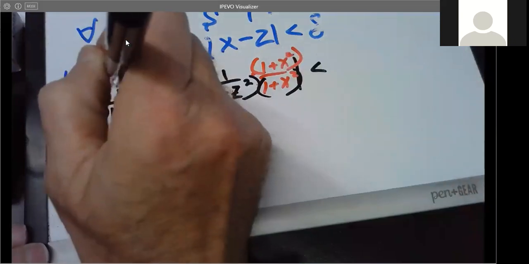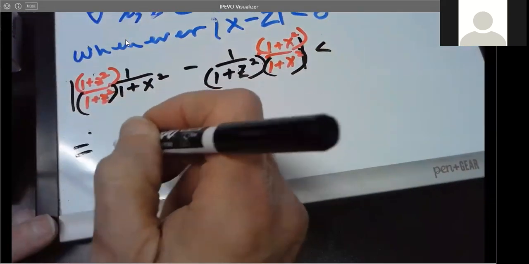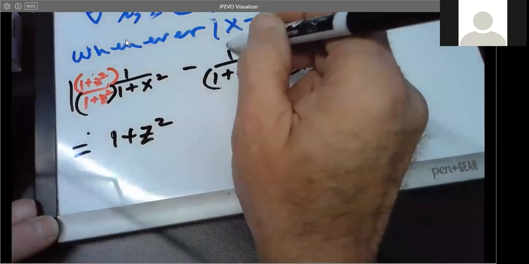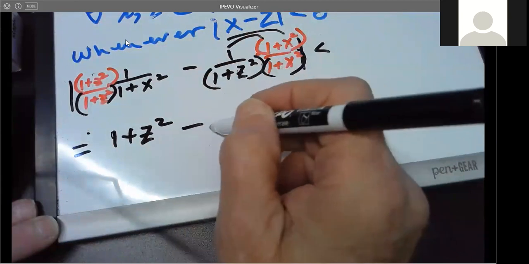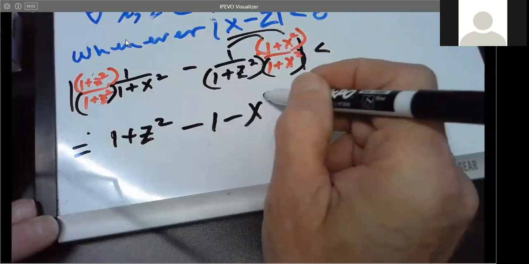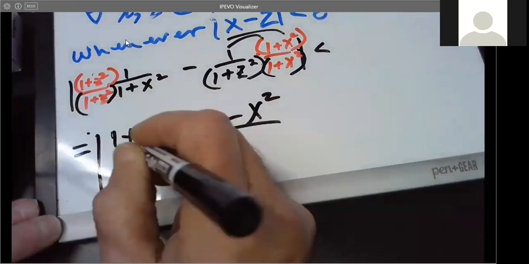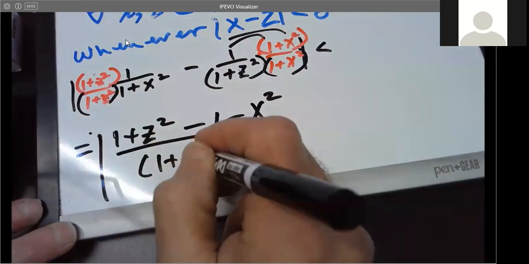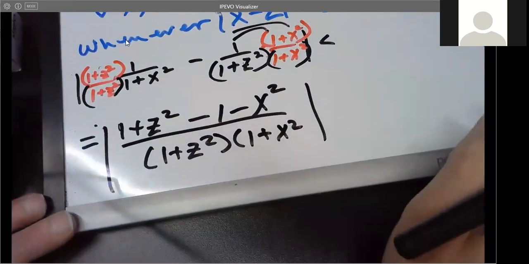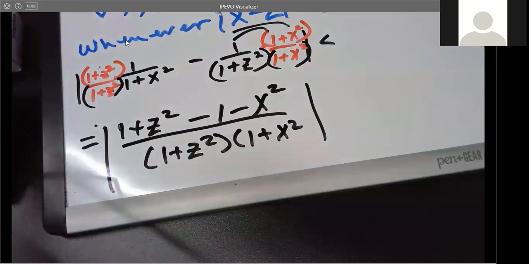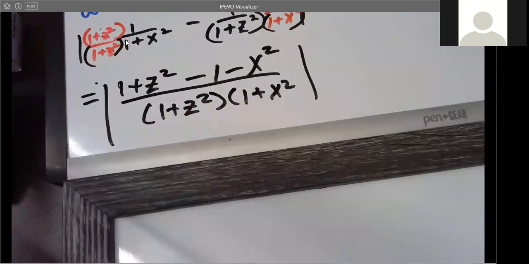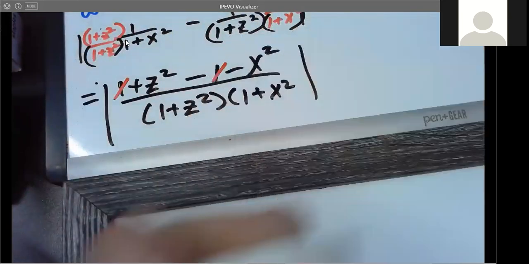Okay. So, we distribute this 1, right? So this will equal 1 plus z squared. But here we have to distribute a negative 1. So this will be minus 1, and so negative 1 times 1 is negative 1, and negative 1 times x squared is negative x squared. And all of that is under the common denominator of 1 plus z squared times 1 plus x squared. Okay? So the ones are going to cancel out. They go to 0 because it's positive and negative.